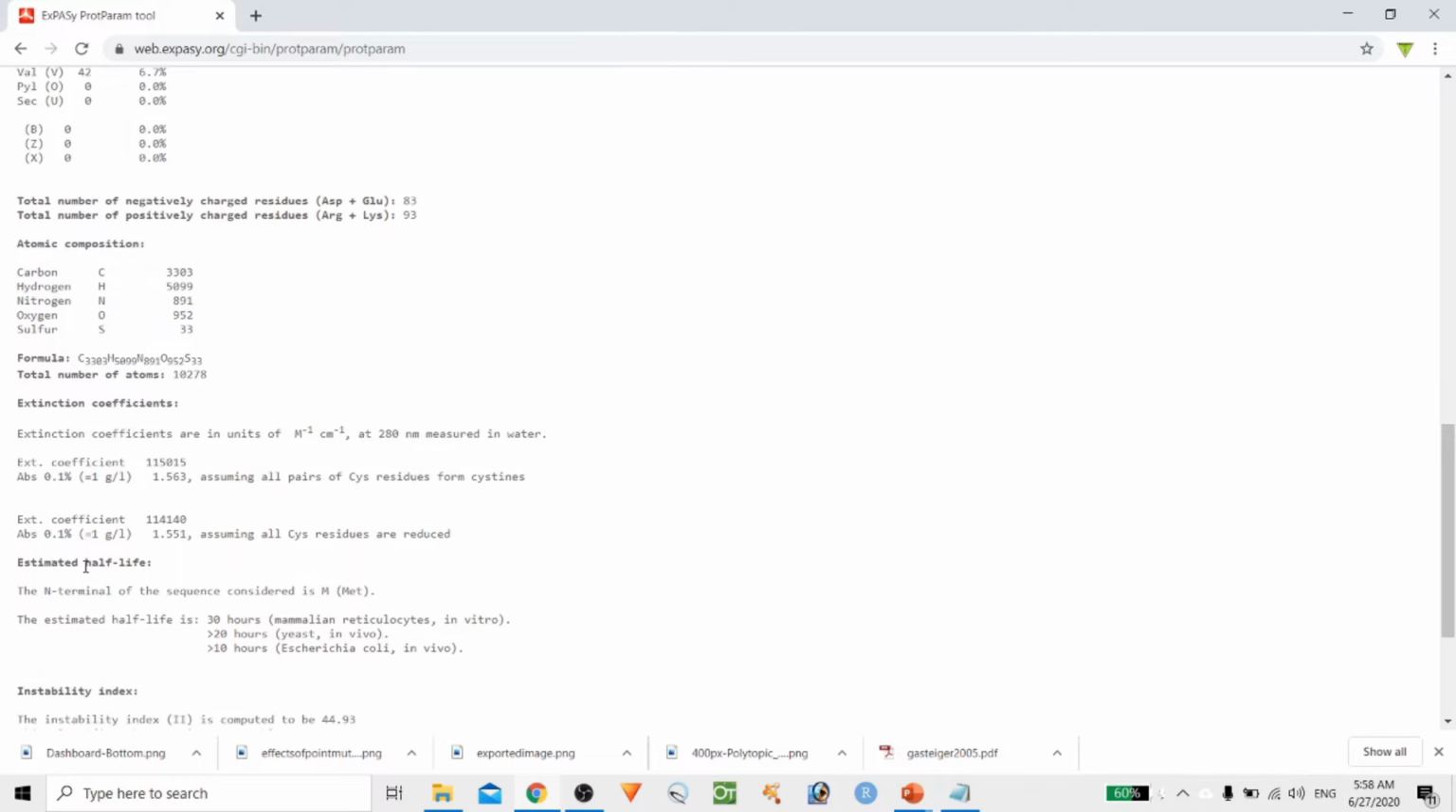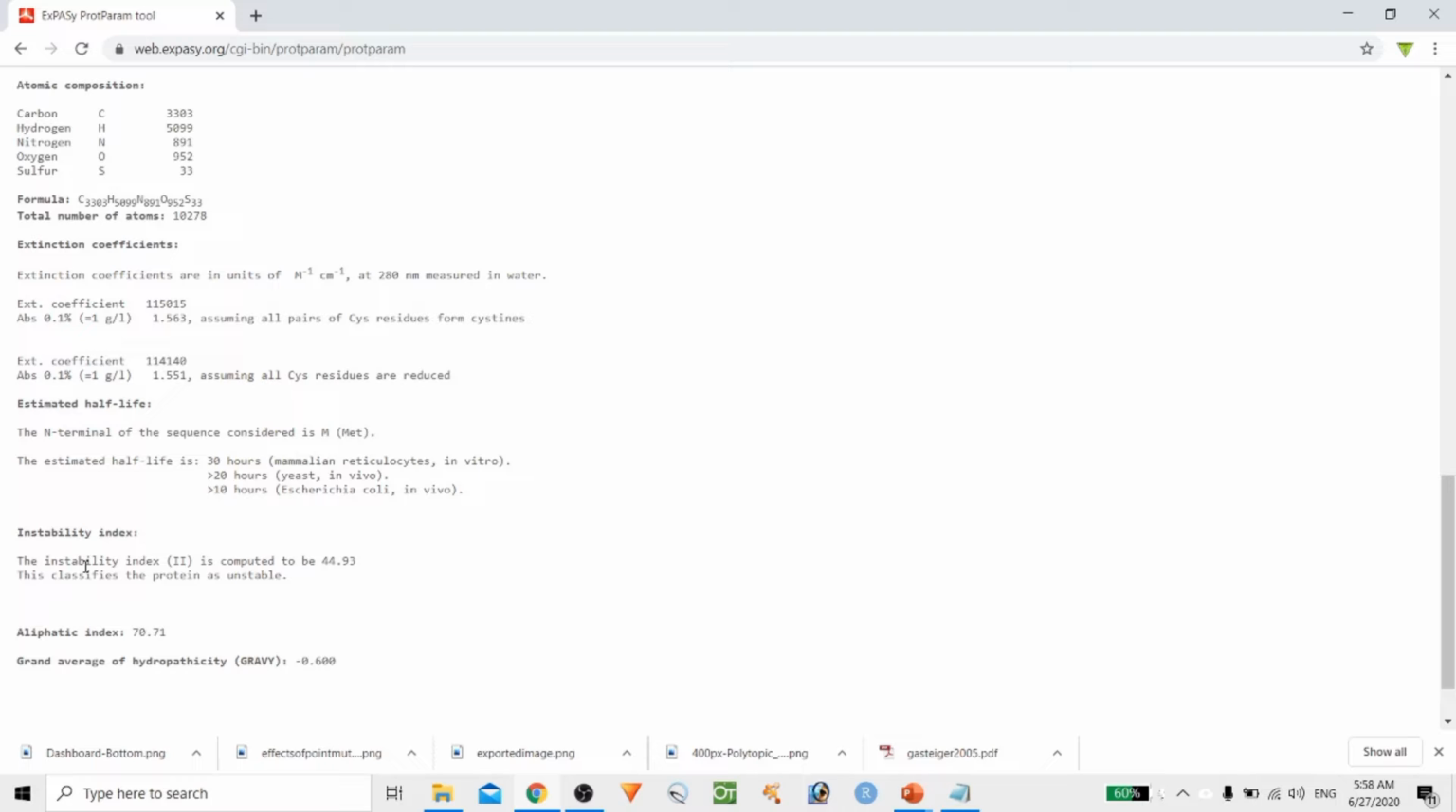It will also show you the half-life. The half-life is a prediction of the time it takes for the amount of protein in the cell to disappear after it is synthesized in the cell. The prediction has been given for three organisms. Generally, this software estimates it based on the N-terminal amino acid sequence. You can see the half-life of this protein is 30 hours in mammals, which is more compared to yeast and the other organisms.